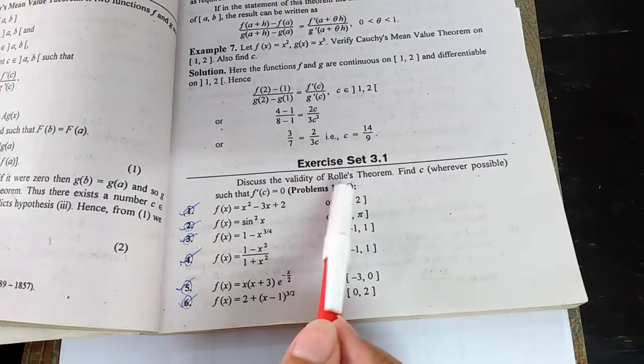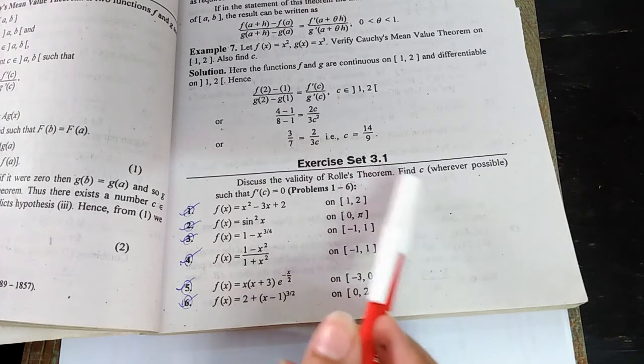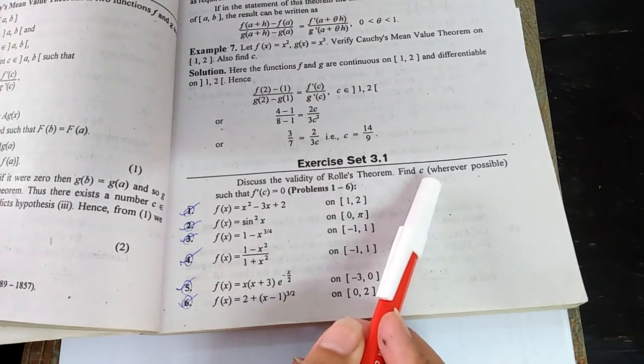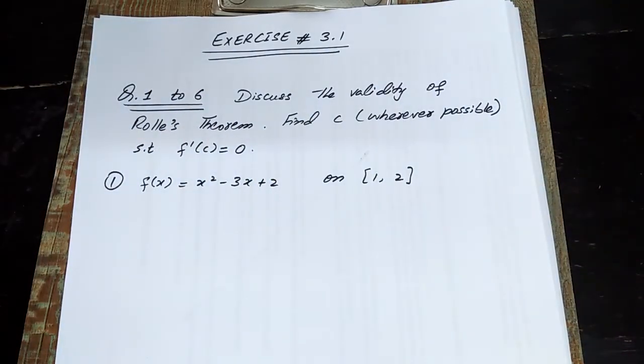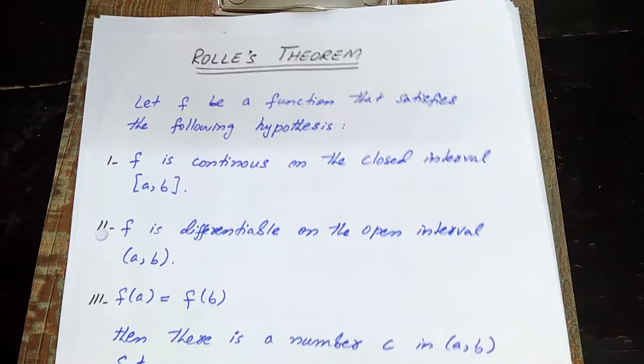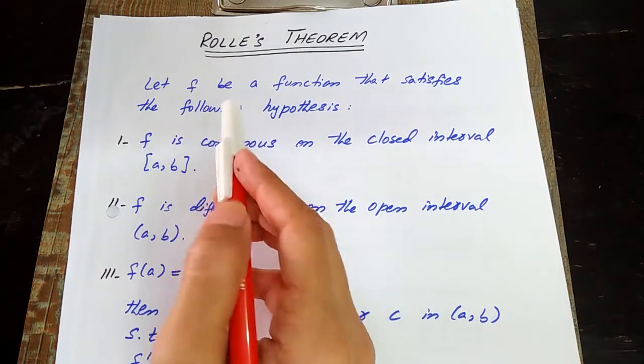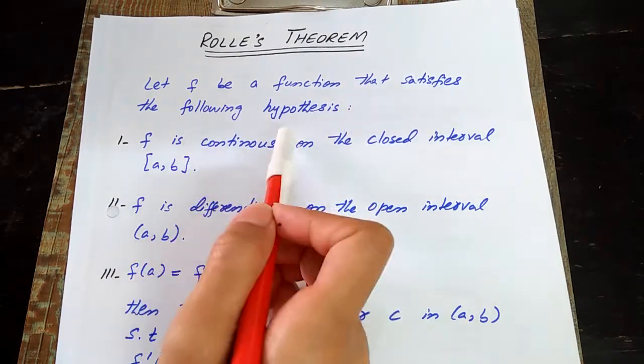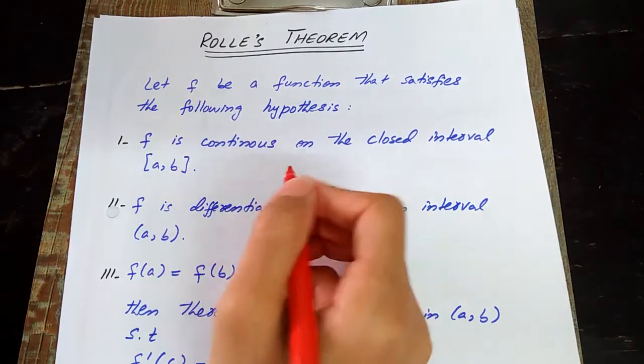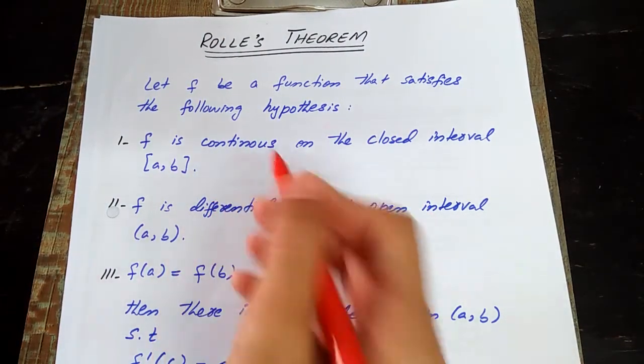In these questions, we have to satisfy the postulates of Rolle's theorem, and then we have to find out the value of c. Before solving these questions, we must know what Rolle's theorem actually means and what the main postulates are that we have to satisfy. Rolle's theorem is basically: let f be a function that satisfies the following hypothesis. f is continuous on the closed interval [a, b].